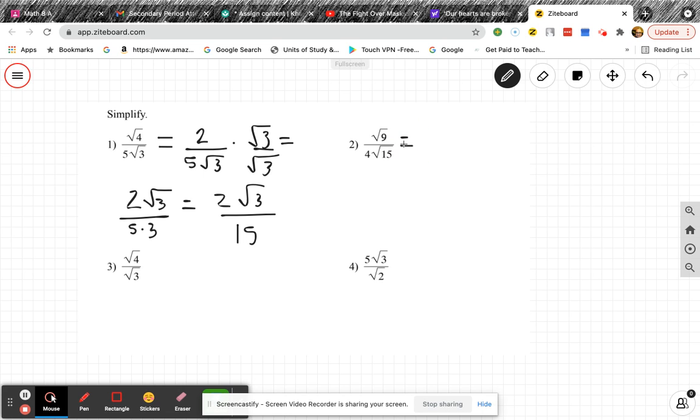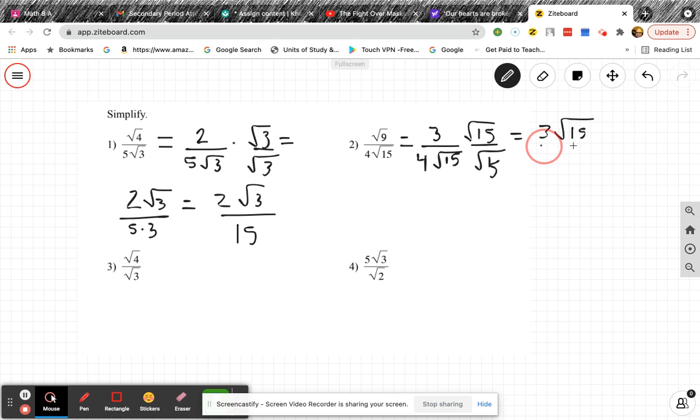For the next one, we look at the numerator. The square root of 9 is 3. We can get rid of that. Then we have 4 times the square root of 15. Now we're going to multiply both top and bottom by the square root of 15. Square root of 15, square root of 15. Okay, so that gives us 3 times the square root of 15 on the top.